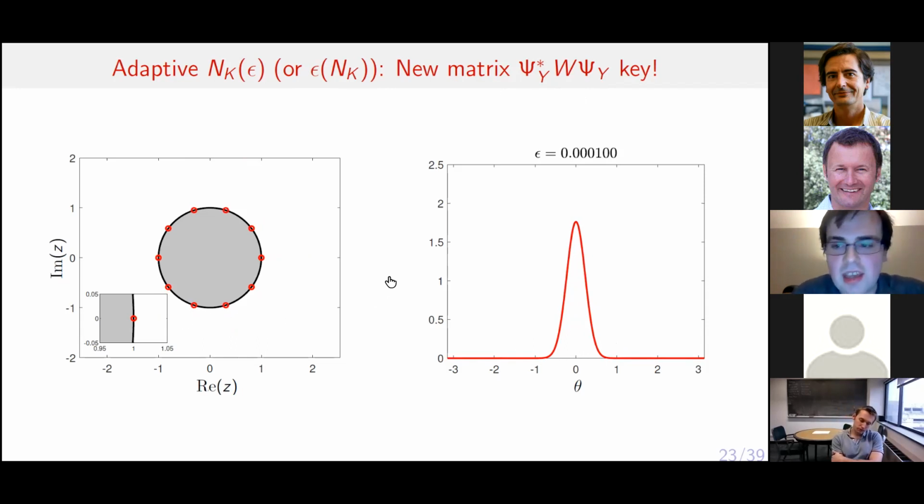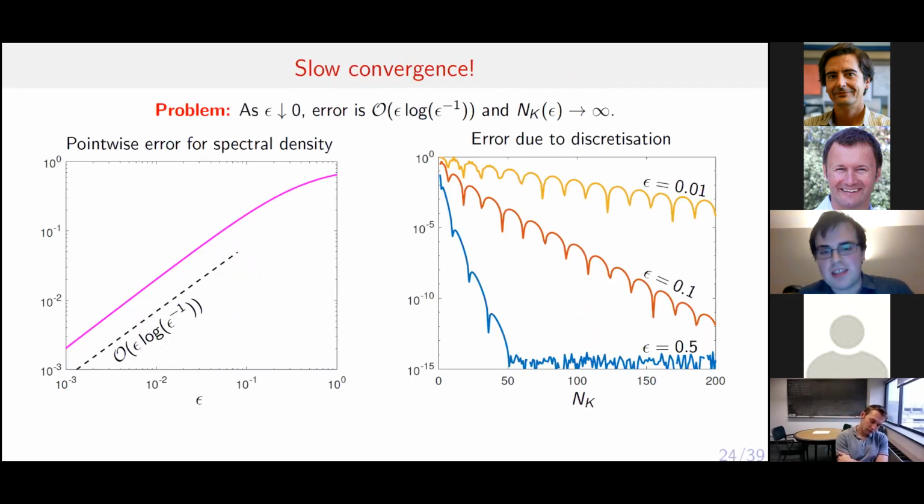So you might think that this is the end of the story of computing spectral measures, but definitely not. It turns out that this is very slow in terms of the convergence rate. As the smoothing parameter epsilon goes to 0, the approximation error is order epsilon log 1 over epsilon. This is just the pointwise error for the spectral density, that curve that we saw before, and you see this very slow convergence. But as epsilon goes to 0, the truncation size that you need, the size of your discretized Koopman operator, blows up. You can see this in these pictures here, which show the errors due to discretization for different epsilon.